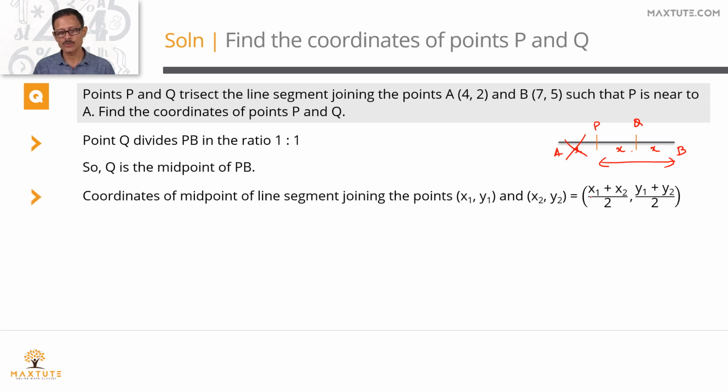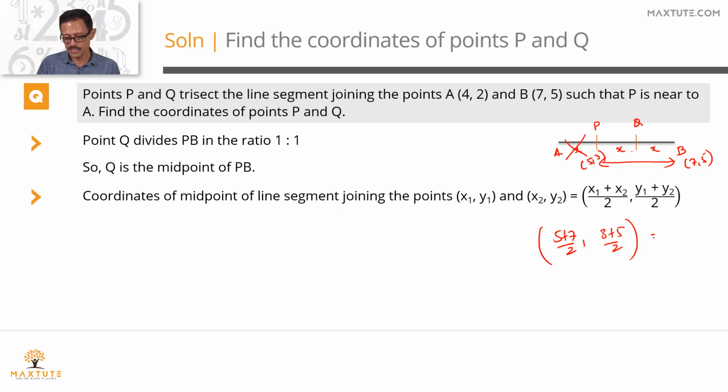And the coordinates of Q are going to be (x1 plus x2) by 2, (y1 plus y2) by 2. What are the coordinates? P is 5, 3, so that is x1, y1. B is already given to us in the question, which is 7, 5. So the midpoint of PB is (x1 plus x2) by 2, which is (5 plus 7) by 2, and (y1 plus y2) by 2, which is (3 plus 5) by 2.